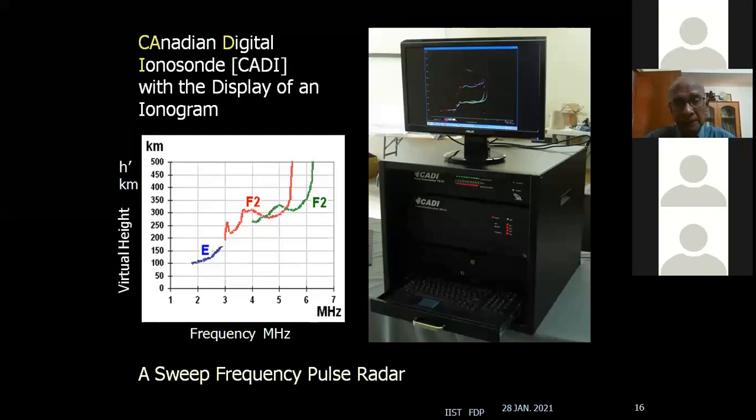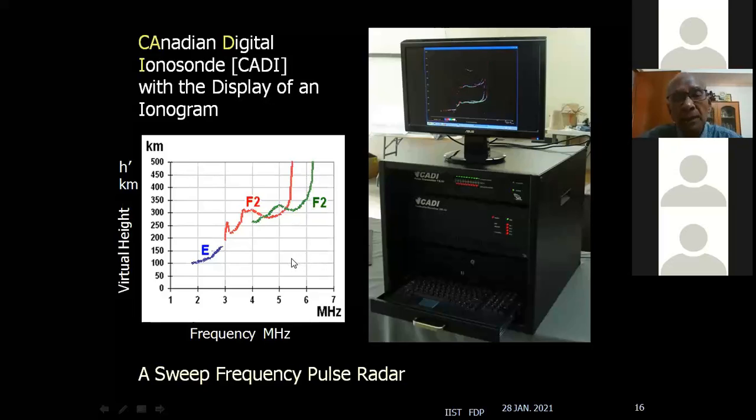So there is an instrument that was developed to find out the electron number density, which is related to the vertical critical frequency of the radio wave. This instrument is a sweep frequency HF radar, which will sweep from 0.5 megahertz to 15, 30 megahertz, and at a certain point it keeps on varying, increasing in height, and it penetrates the ionosphere.